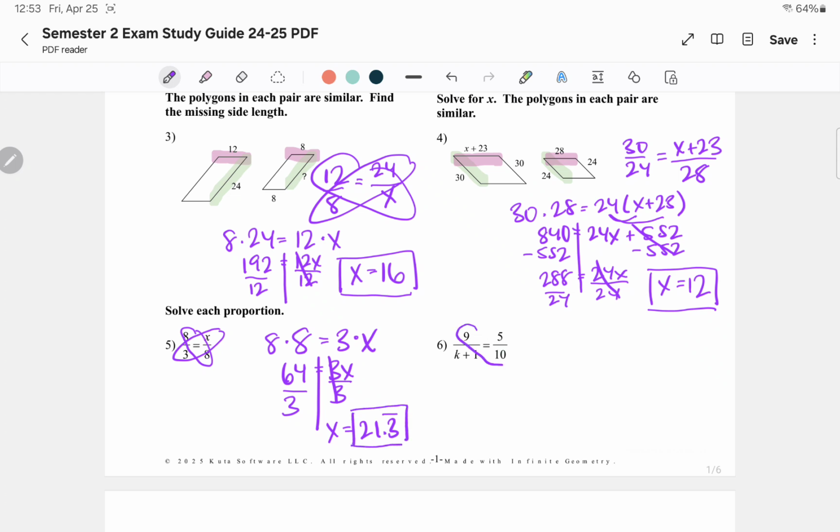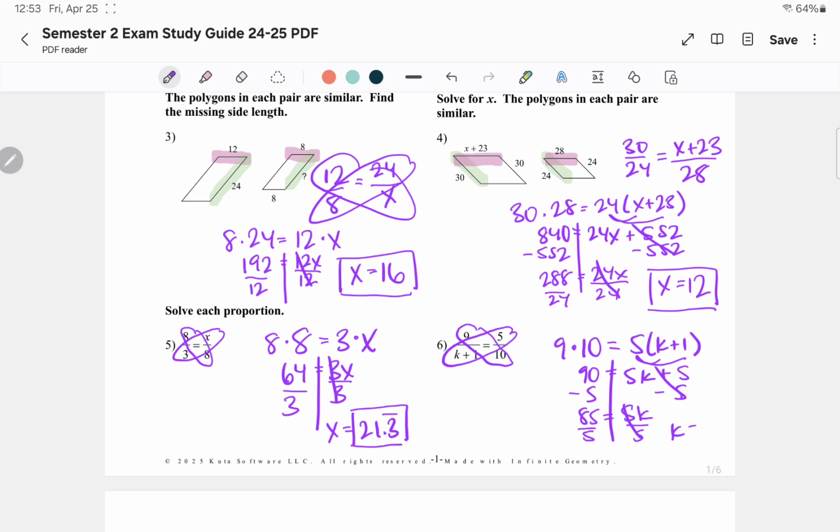We're going to butterfly again. So 9 times 10 is equal to 5 parentheses k plus 1. 9 times 10 is 90. And I'm going to distribute this 5. So 5 times k is 5k plus 5 times 1 is 5. And when I solve for k, I'm going to get 85 on the left, 5k on the right, and divide both sides by 5. K is 17. Yeah, k is 17.